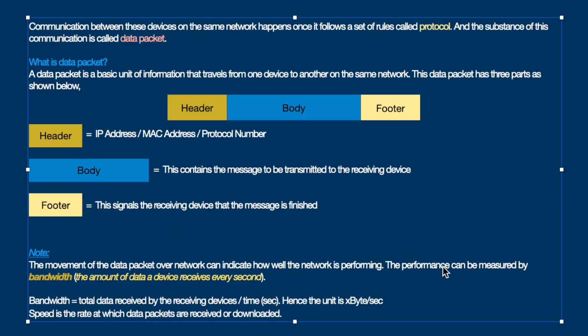So this performance can be measured by bandwidth. I know you've heard of the word bandwidth before, but now the meaning of bandwidth is the amount of data a device receives every second. I repeat, bandwidth is the amount of data, that is the data packets, a receiving device receives every second. And the bandwidth is calculated. That bandwidth is the measurement of the performance of the network.